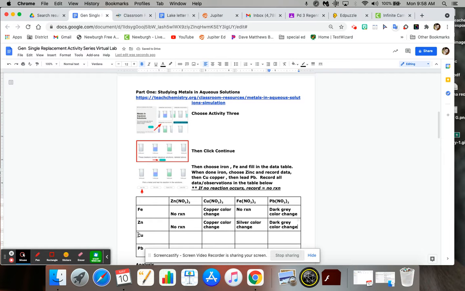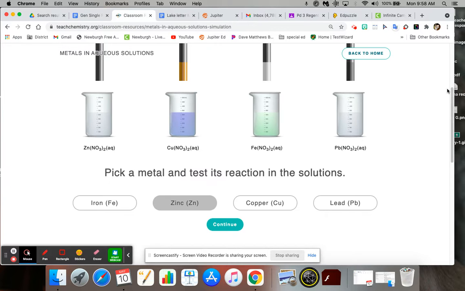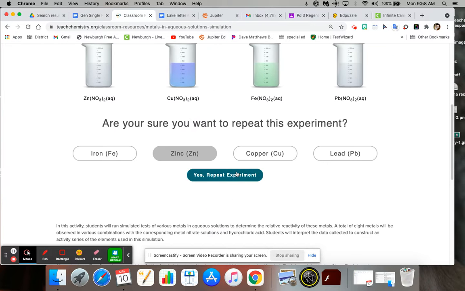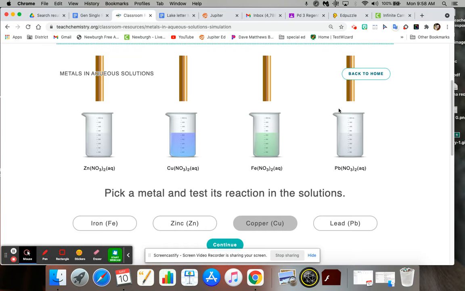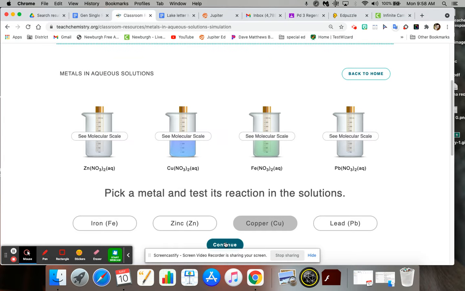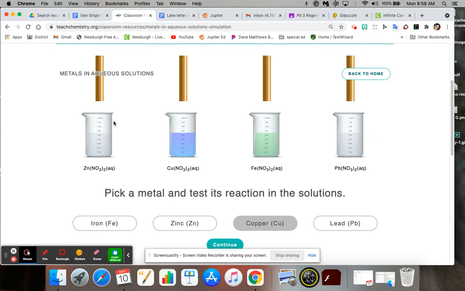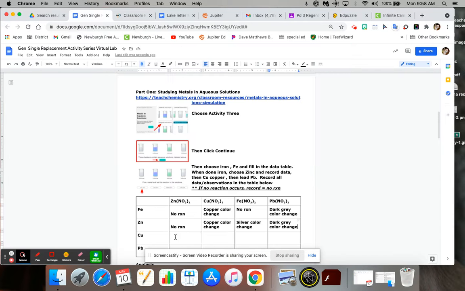Okay, next we're going to go on to Cu, copper. So these are bars of copper in this solution. And you can see there's no reaction at all in any of the beakers. Let's record our data. No reaction. I'm just going to copy and paste that. The copper did not react in any of the beakers. That means copper is very unreactive.